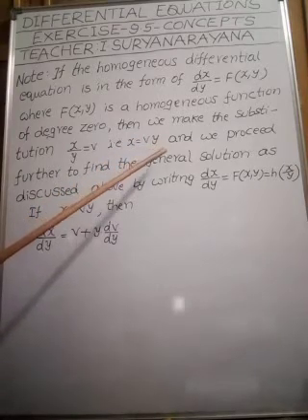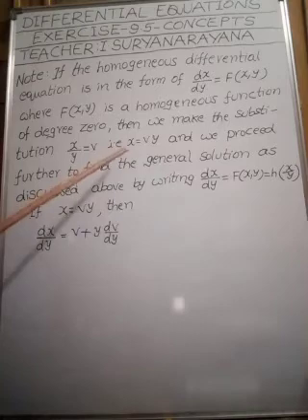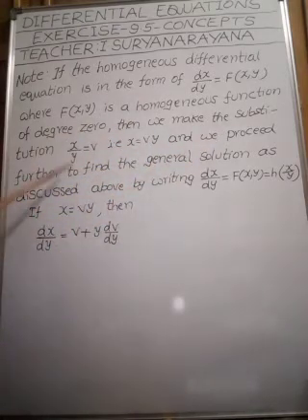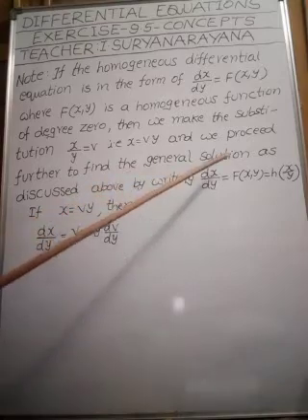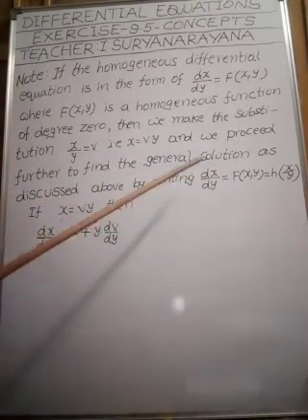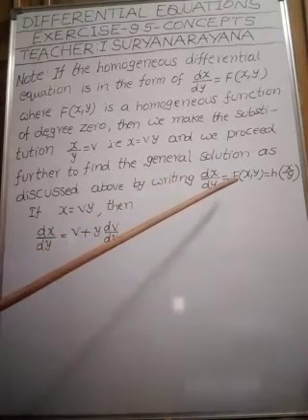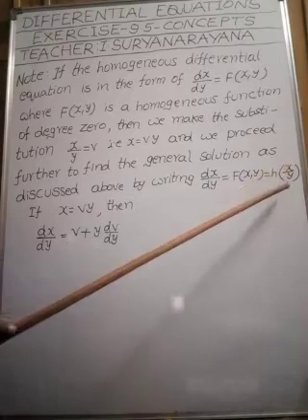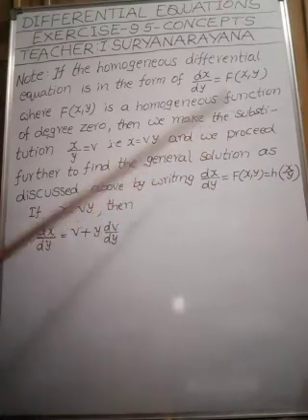Okay, my children, in this case, we have to substitute x is equal to vy and we proceed further to find the general solution as discussed above by writing dx by dy is equal to f of x comma y, that is equal to h of x by y. Understood this point, my children?